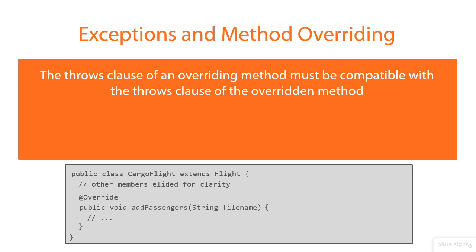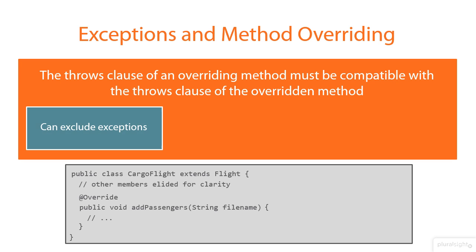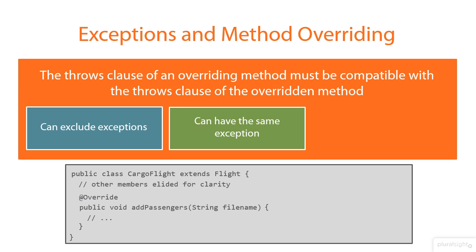Now, there are three ways to be compatible. One is to simply not throw the exceptions. And so our method as it's written right now with addPassengers is considered compatible because we're not generating any exception that wasn't already defined in the base class. Now, we can also have a throws clause that throws the same exception. So if we say on the end here, throws IOException, that's compatible as well, because it's the same thing that the base class said.